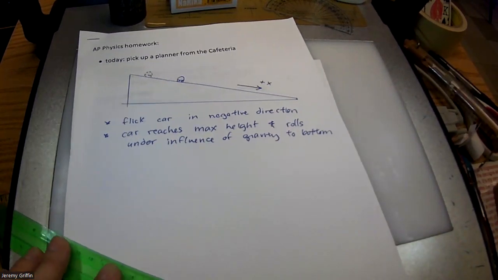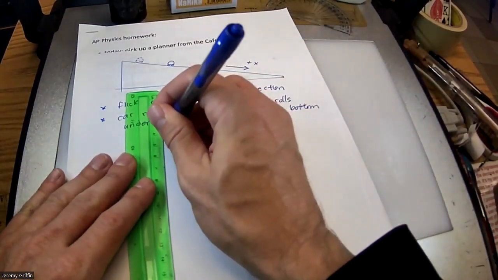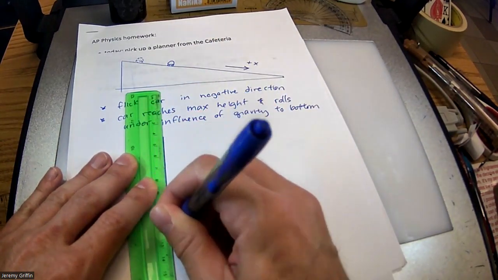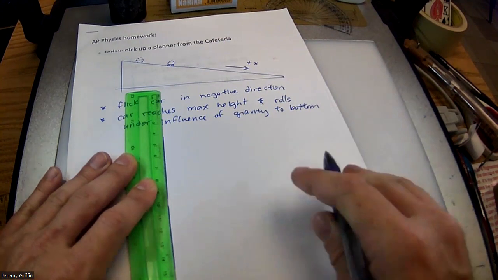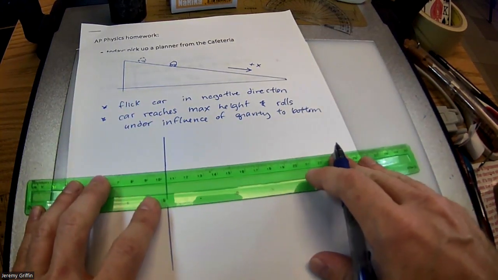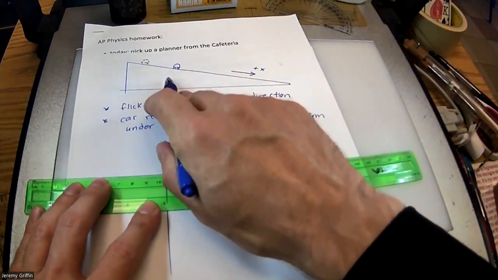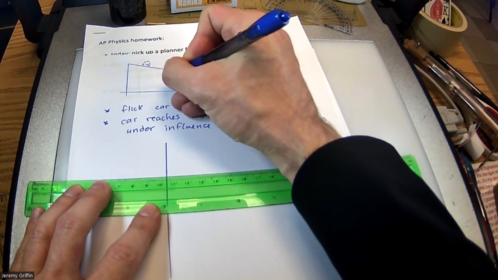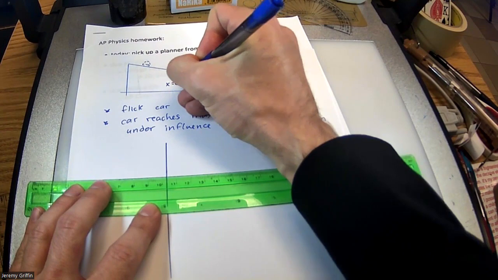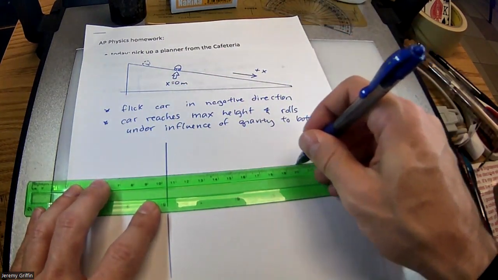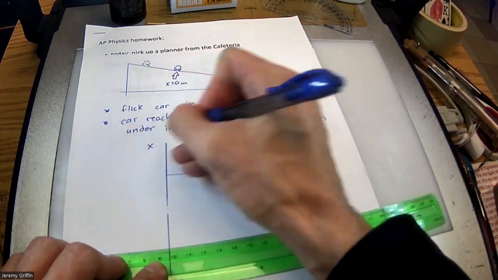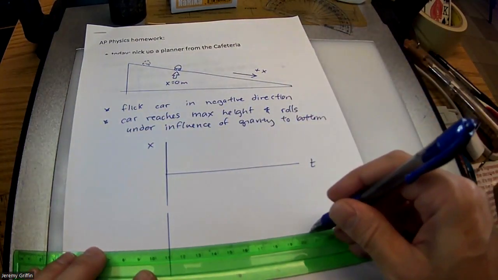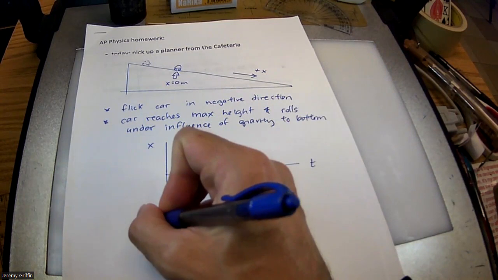All right, let's do the three graphs for this one: X versus T, V versus T, A versus T. Help you guys out a little bit. Let's call the original position 0, so this would be at X equals 0 meters. Make a sideways T graph for your X versus T. Also make a sideways T graph for your V versus T, because you might have negative velocities.